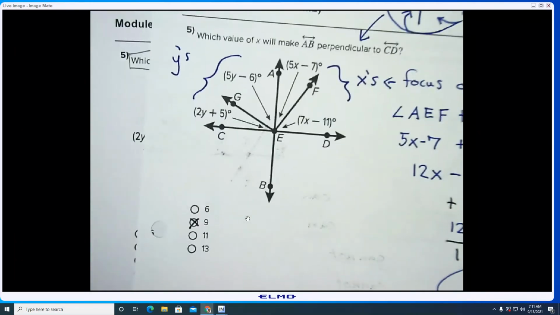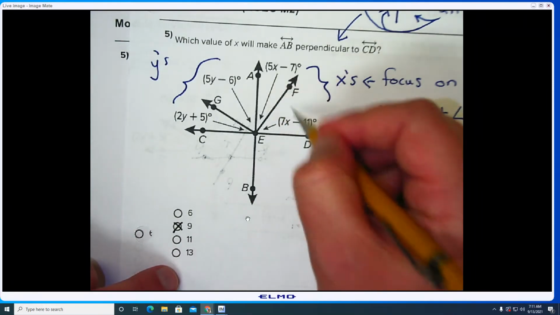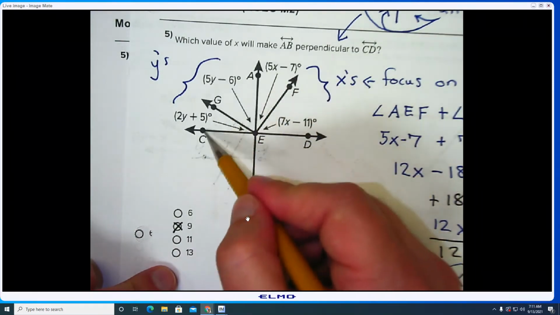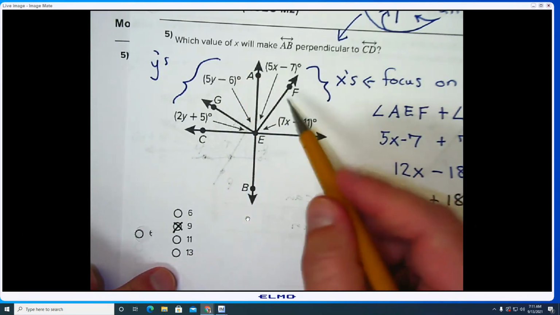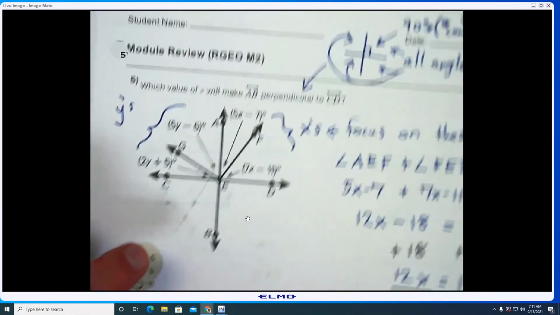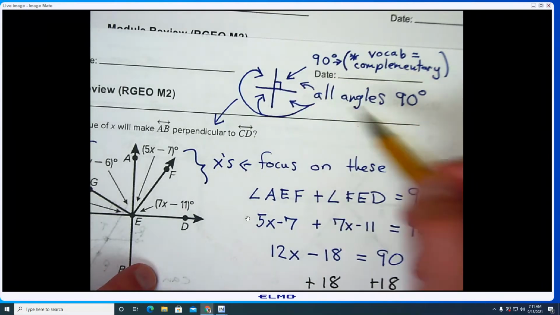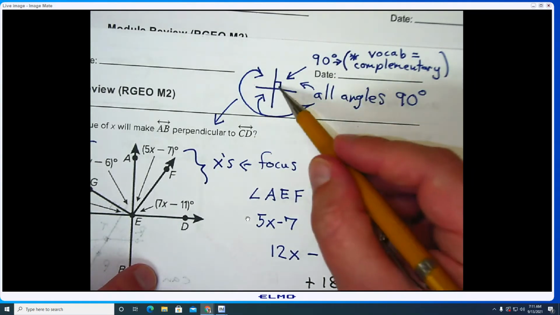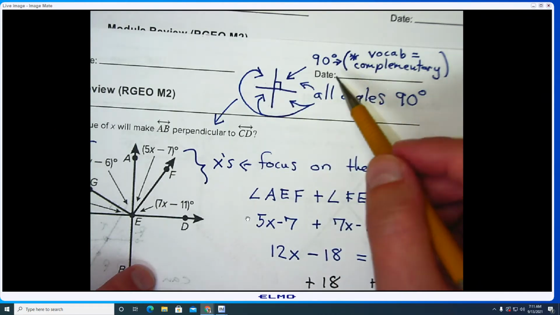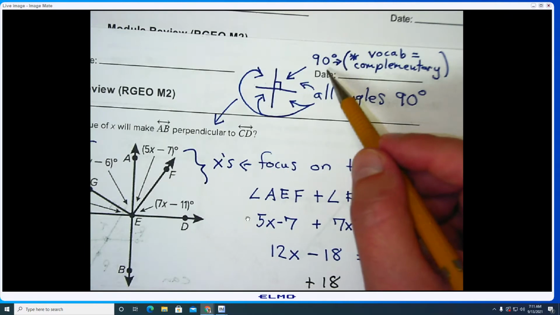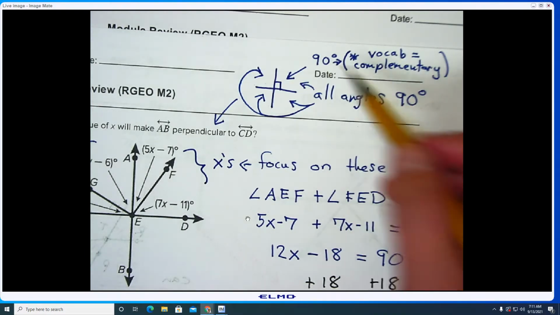Okay. So as we look at it, we can see that this side, or this corner, is the x's. This corner is all in terms of y. So that's a distractor. We don't need that. We're looking for x. So we'll focus on the x. Perpendicular means that they're 90-degree corners. Okay? If one corner is 90 degrees, then they're all 90 degrees. The vocabulary that we use for 90 degrees is complementary. Supplementary is 180, complementary is 90.